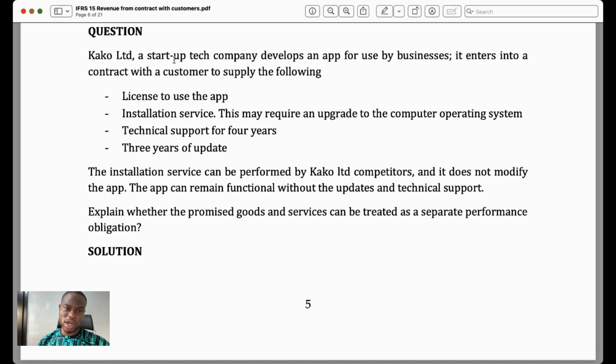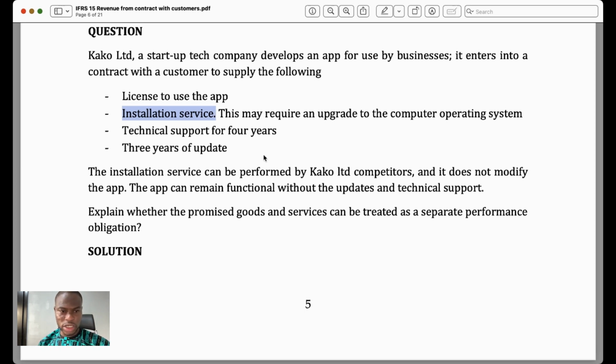So what Kako wants to deliver are these 4 items, and I'm sure he must have put these 4 items on a single invoice. So the question is, are you seeing each of these items as separate, or are you seeing them as single? Looking at the information they gave us here, we are told that the installation service can be performed by a competitor and it does not modify the app. Therefore, the installation can be separately identifiable because it does not modify, it's not an input, it does not depend on the app, right? So it's separately identifiable.